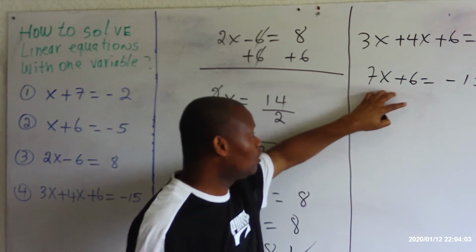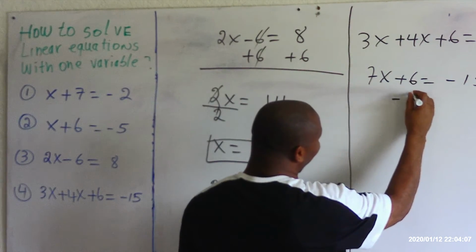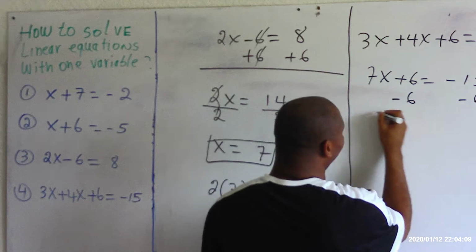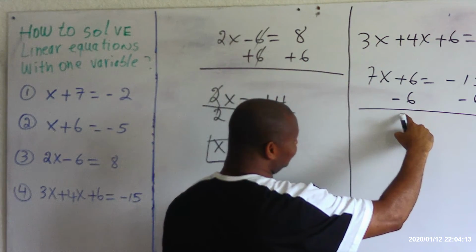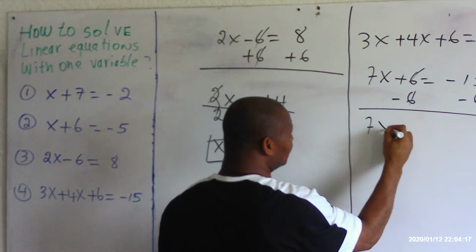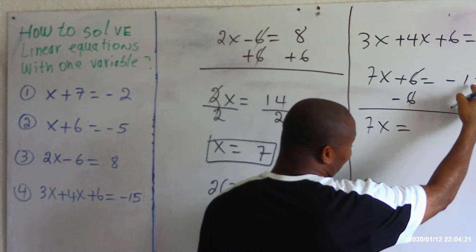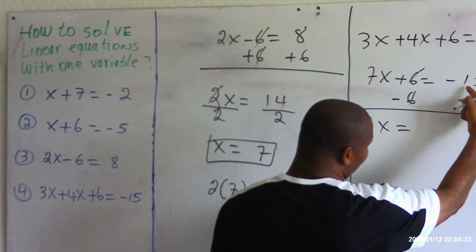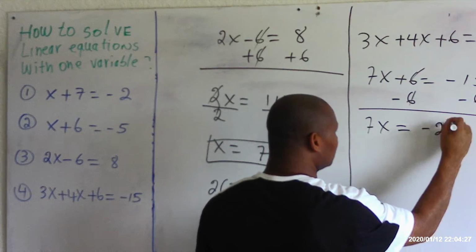How to do that? We're going to subtract 6 from both sides. Okay, subtract 6 from both sides. So positive 6, negative 6, that cancel. Bring down 7x. So that's negative 14, negative 6, that's going to give us negative 20.